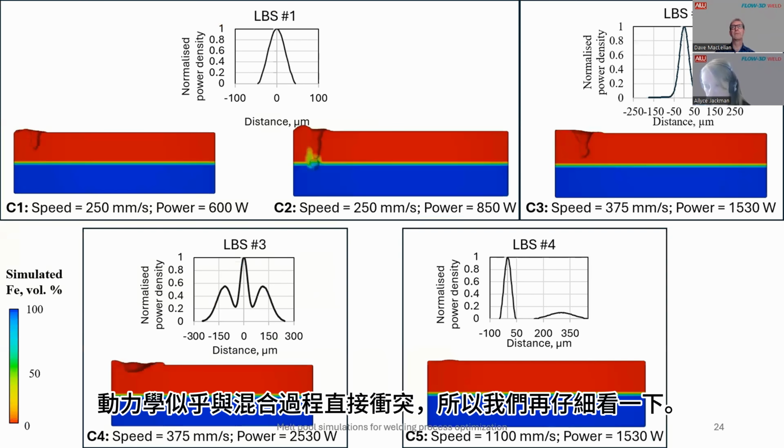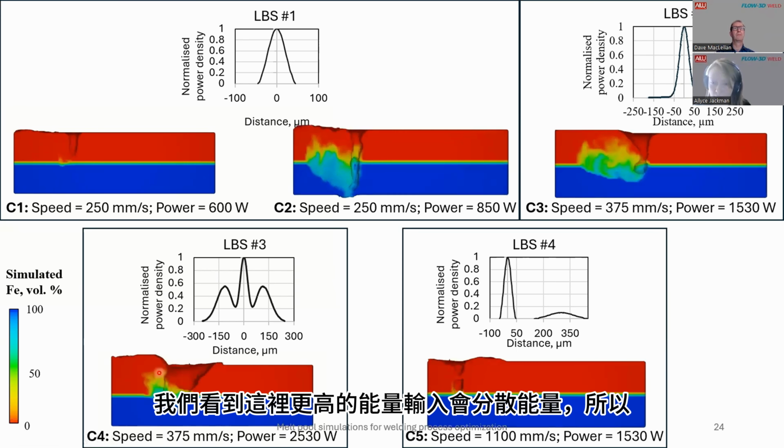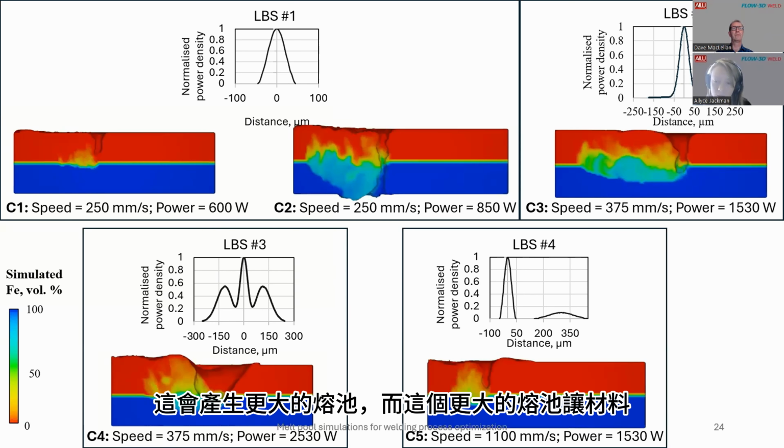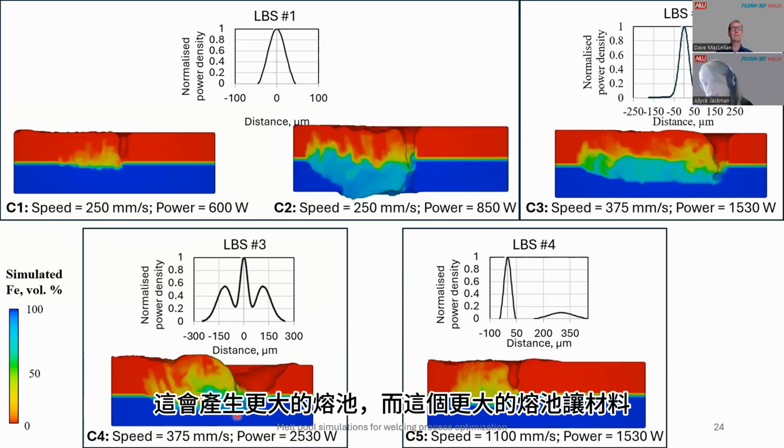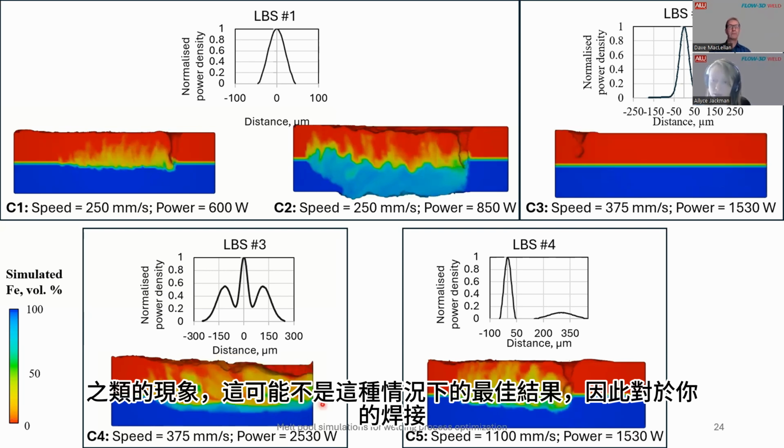So if we just look at that one more time, we see with the higher energy delivery here, we're spreading out the energy. So it's just creating a larger melt pool, and then that larger melt pool is giving the material more time to mix. It's giving the lighter material more time to try to rise to the surface and things like this, which maybe isn't the optimal outcome for this case.